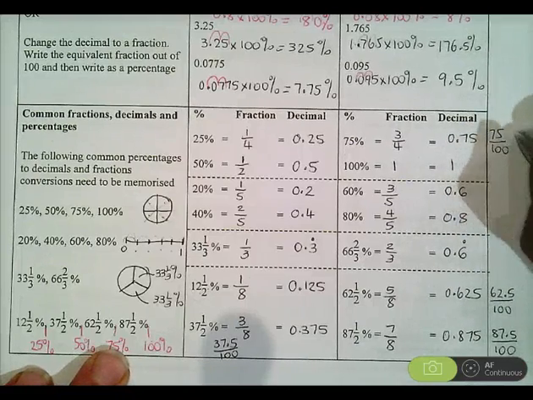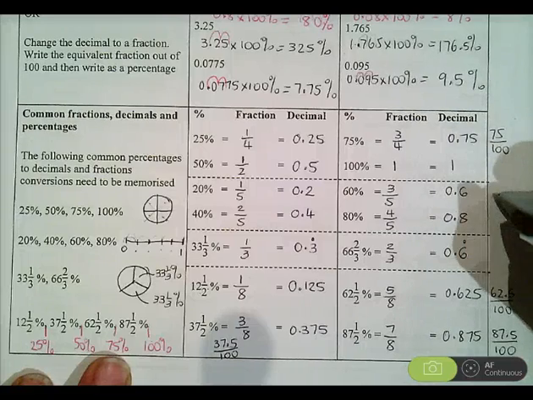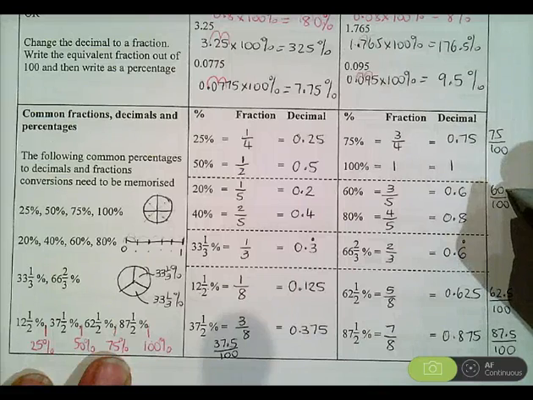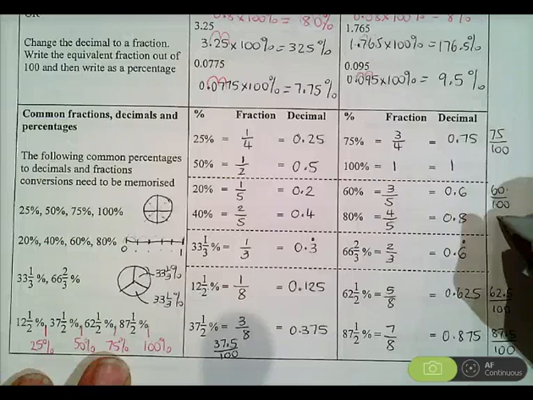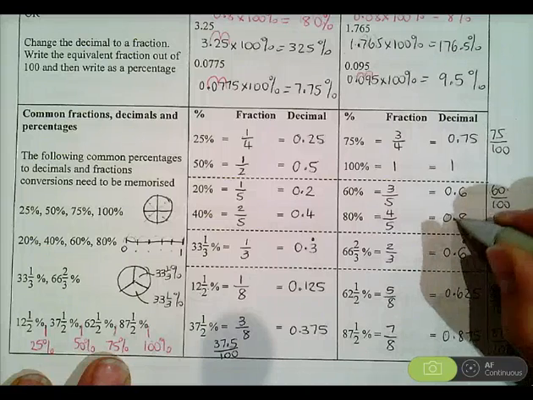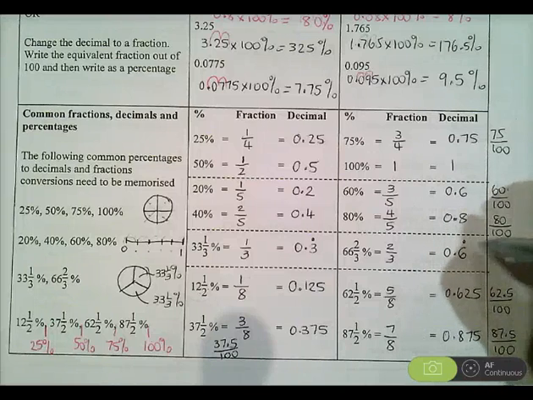75% means 75 over 100. 75 divided by 100 is 0.75, with the decimal point here. And when you divide by 100, you move it back 2 places. 60% is 60 over 100. Decimal point for 60 is there. Dividing by 100, the decimal point ends up in front of the 6. Again, 80% is 80 divided by 100. If you divide 80 by 100, you will end up with 0.8. Okay? And I think you just need to learn that one off by heart.